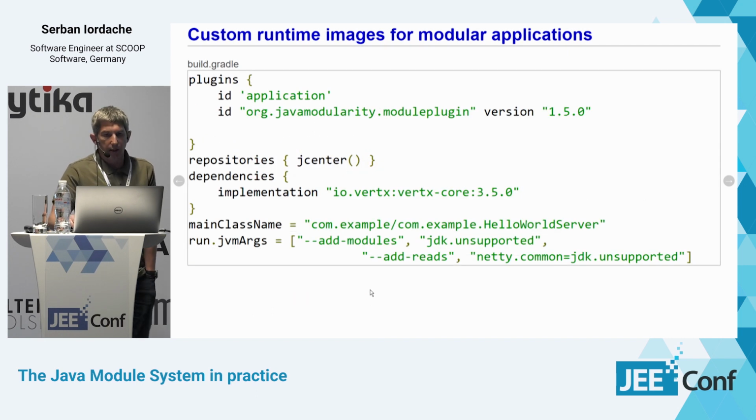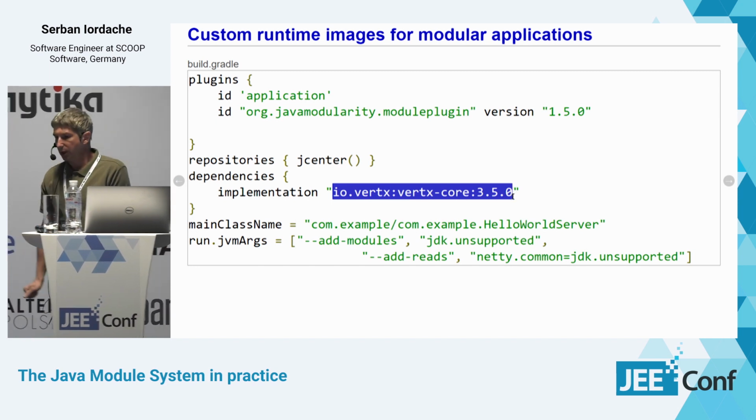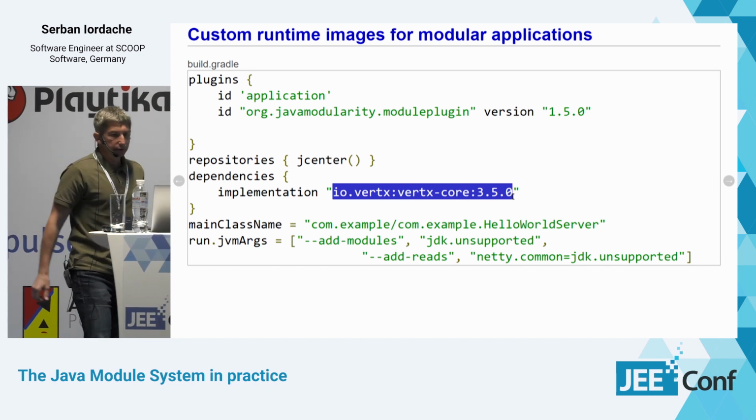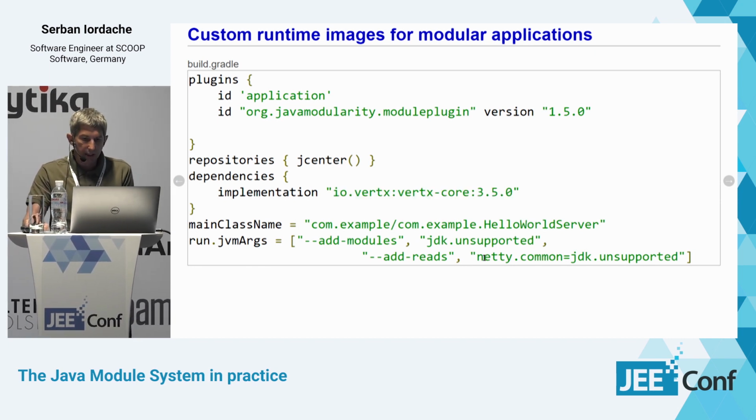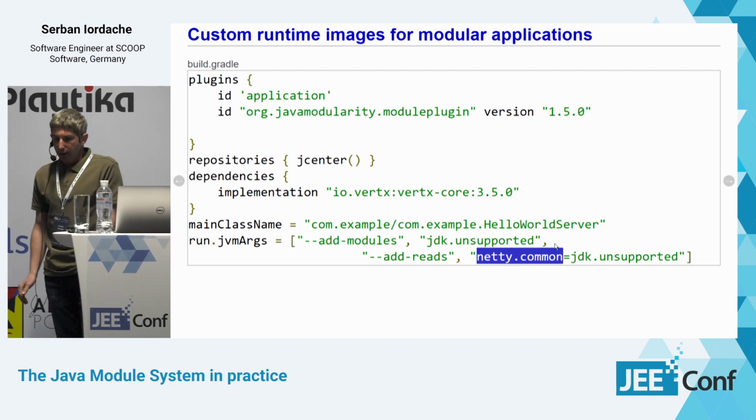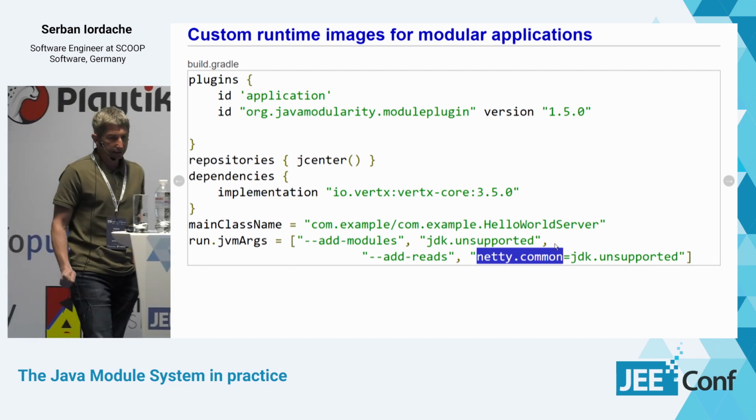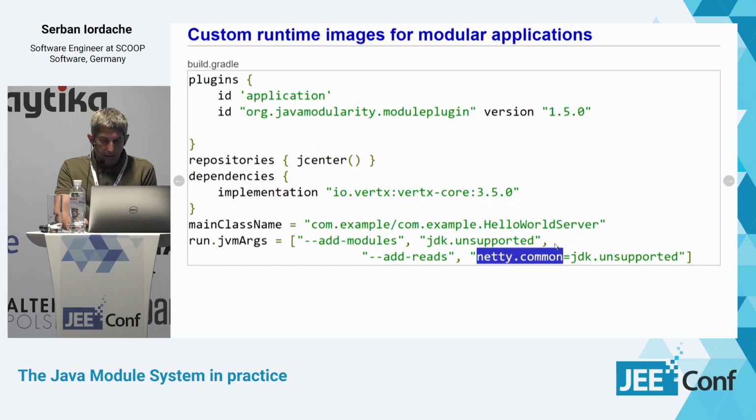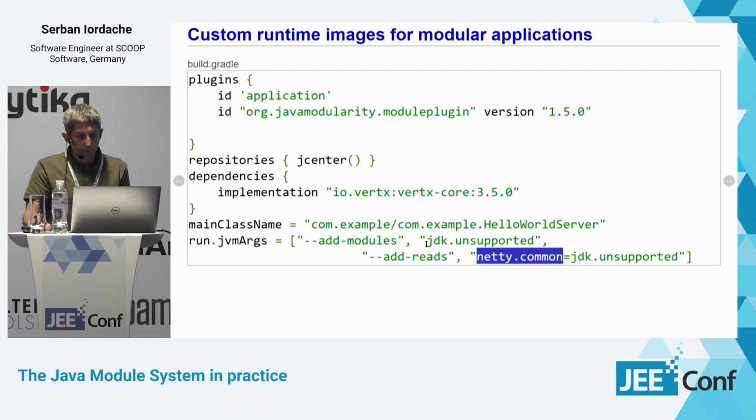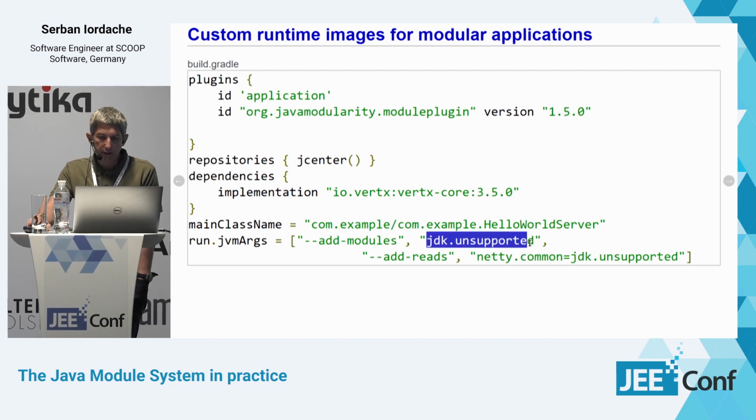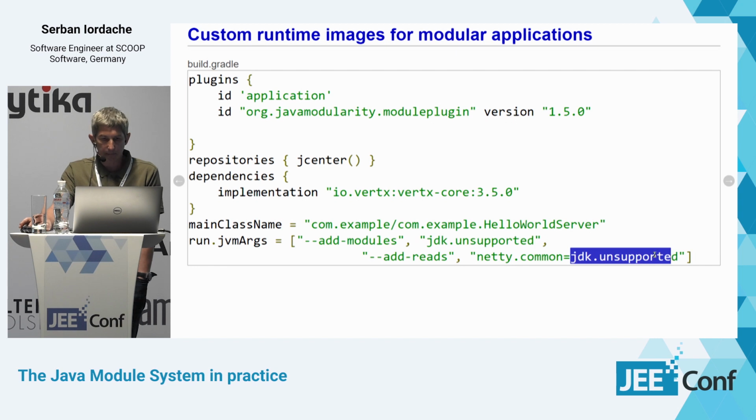We use again Gradle to build this application. We have this dependency on Vert.x core, but Vert.x has its own dependencies, and the dependency graph of this application has about 20 artifacts. One of them is netty_common, and netty_common uses the sun.misc.Unsafe class, which is a proprietary API, and you should not use this class. But because netty_common uses it, we need to tell Gradle that we need this jdk.unsupported module because it contains the sun.misc.Unsafe class, and we also allow netty to read this jdk.unsupported package.